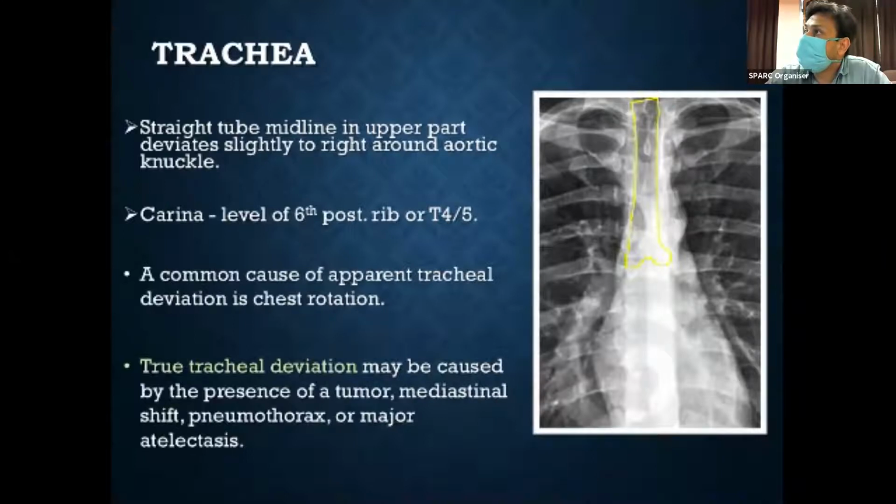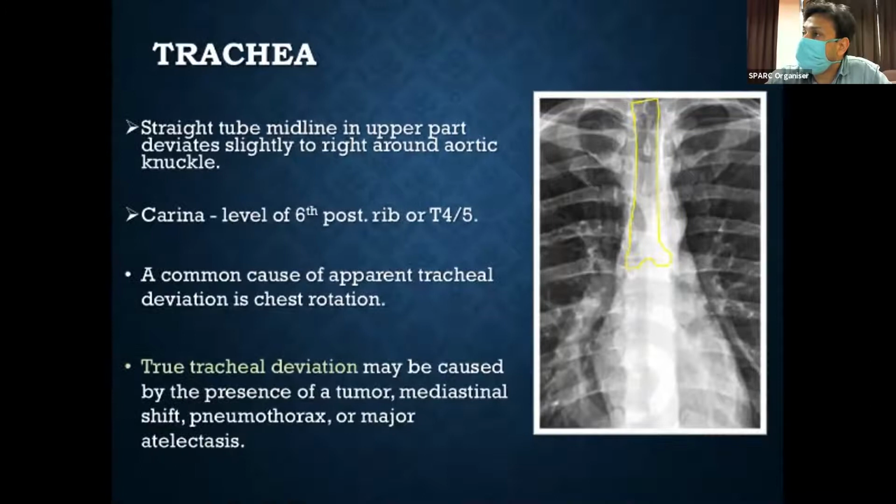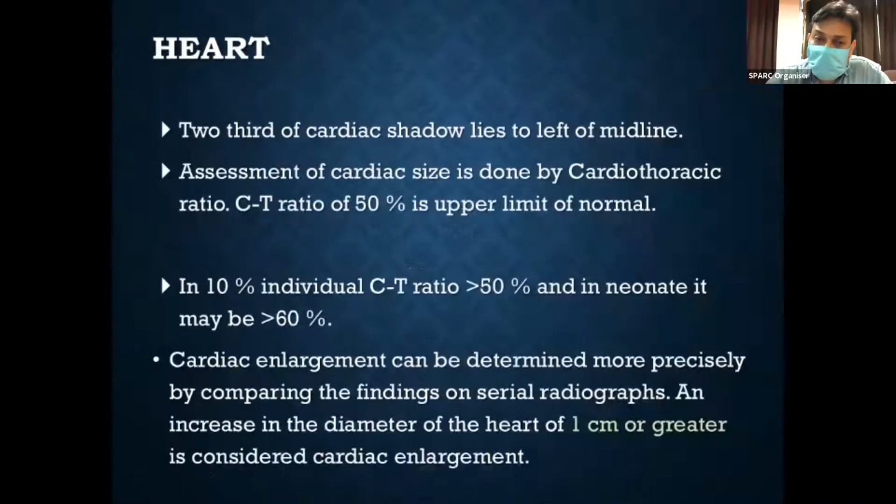The trachea may be slightly on the right side because of the aortic arch, but there should not be significant deviation of the trachea. And of course, before commenting on the tracheal deviation, we should see whether there is rotation or not. If there is a rotation in the film, then the trachea might appear deviated. Some of the important causes of tracheal deviation are tumor, pneumothorax, major atelectasis. These are the causes of mediastinal shift, and they can also cause tracheal deviation. After seeing the trachea, we can see the heart.